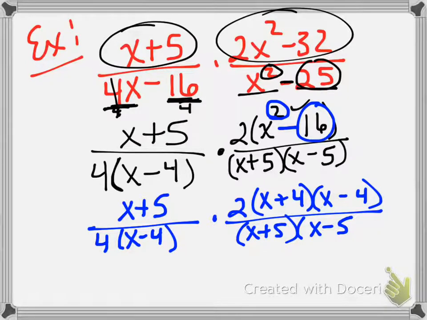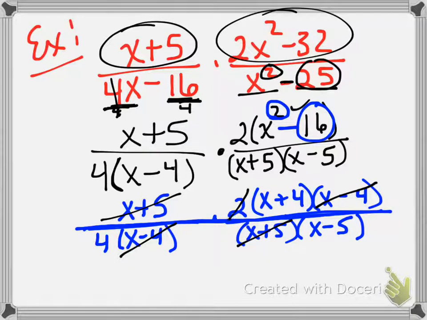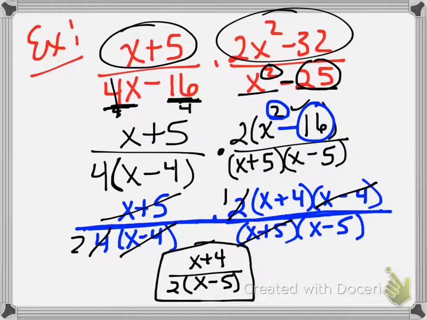Okay, this is one of my favorite things to do. I love the cross canceling where you find things to cancel. So basically anything in the top can cancel with anything in the bottom. So let's see what we've got. X plus 5 cancels with x plus 5. X minus 4 cancels with x minus 4. 2 and 4 will reduce to 1/2. Nothing else cancels, so what I'm left with is x plus 4 in my numerator divided by 2 times x minus 5 in my denominator. And that is my simplified expression.